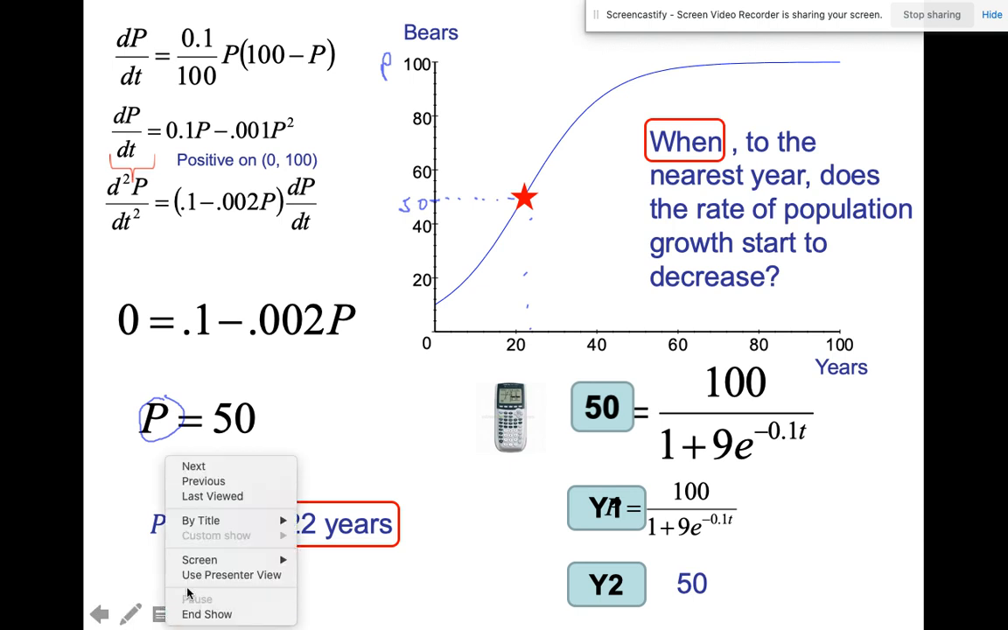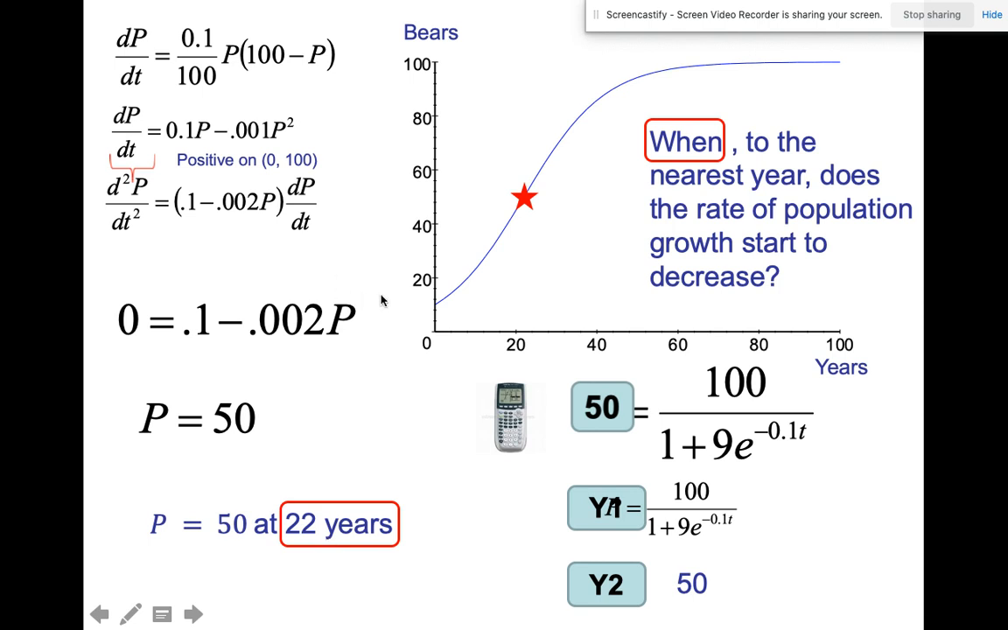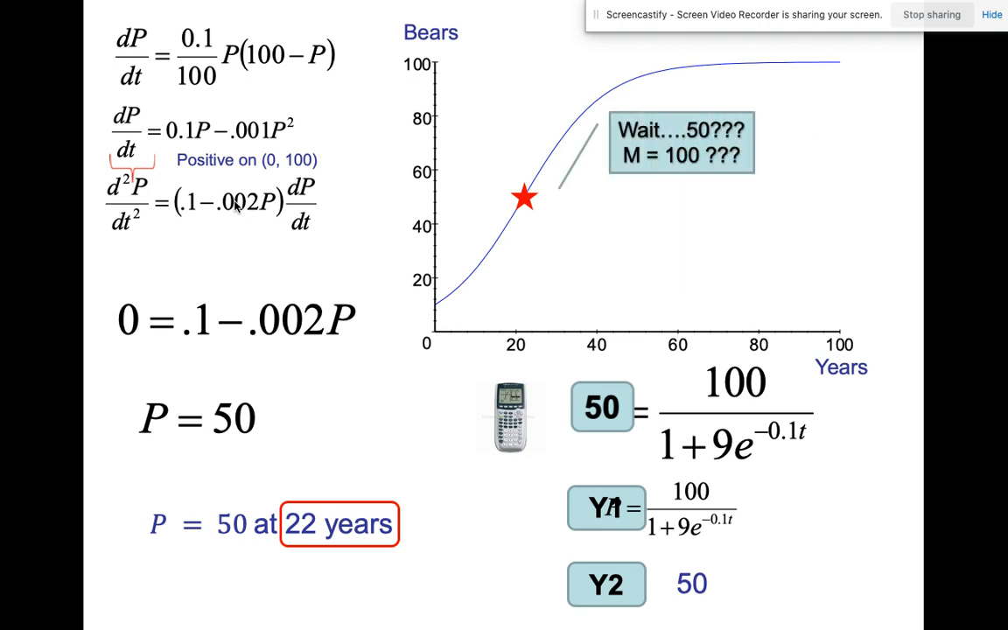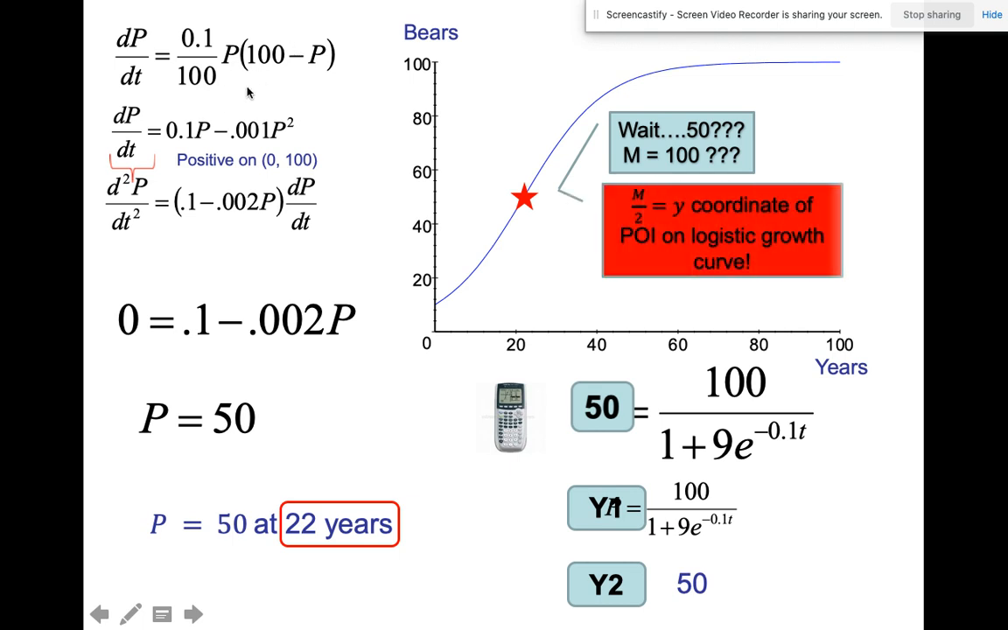Now, it would be swell if I didn't have to do this work every time. There is a pattern. The y coordinate of the point of inflection was 50. What was your maximum carrying capacity? I can do this math up here in the abstract with just m and show you that for every logistic curve, m divided by 2, your carrying capacity divided by 2, will always be the y coordinate of the point of inflection. So if they only ask you for the y coordinate, your math is done. Carrying capacity divided by 2. Watch out for the when. If they ask you when the rate of change is the fastest, that's when you have to use intersection and set that m over 2 equal to your solution.